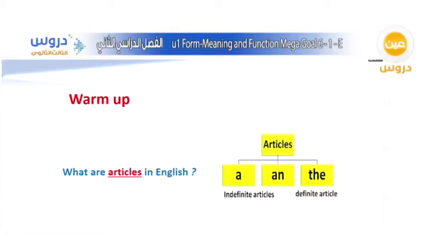What are articles in English? Think about the meaning of articles. As it is showing here: a, an, and the. A and an are indefinite articles. The is the definite article.